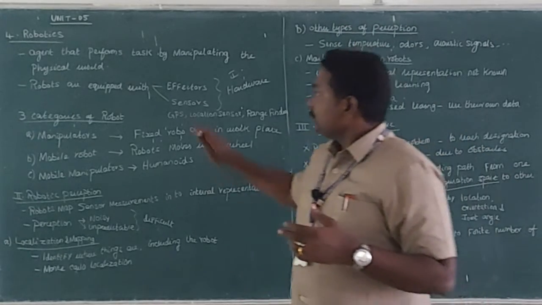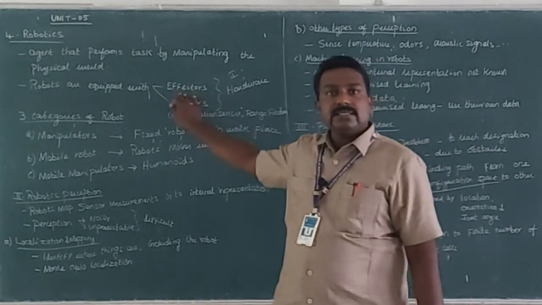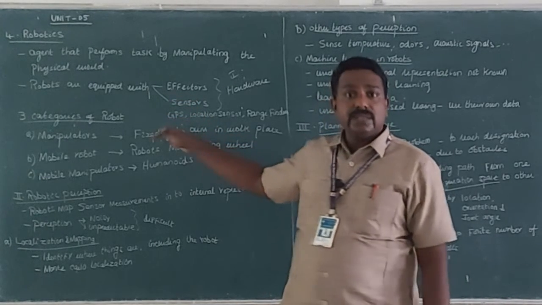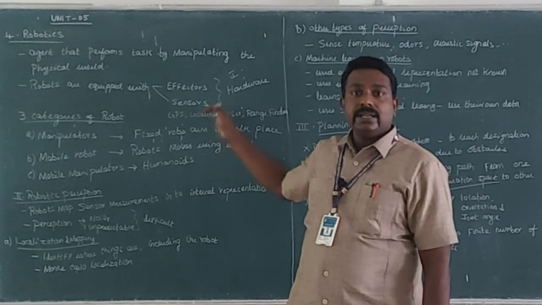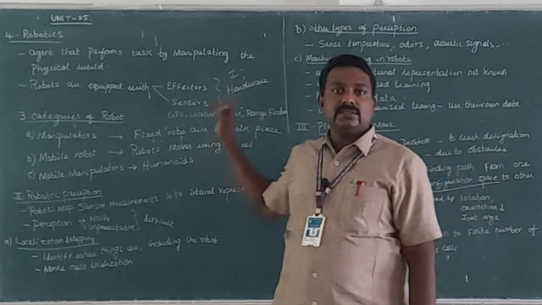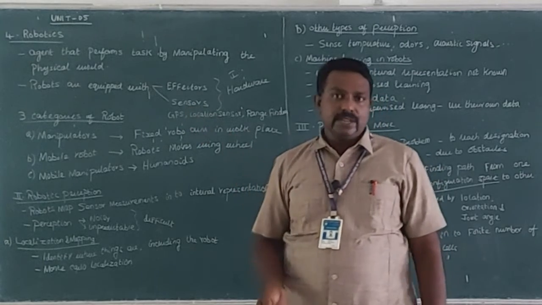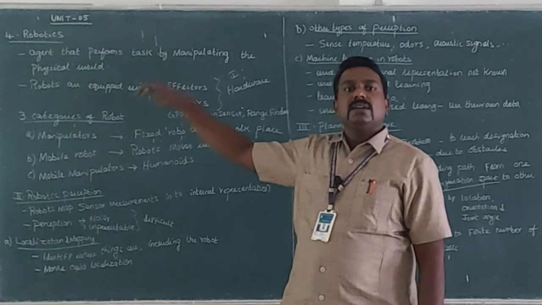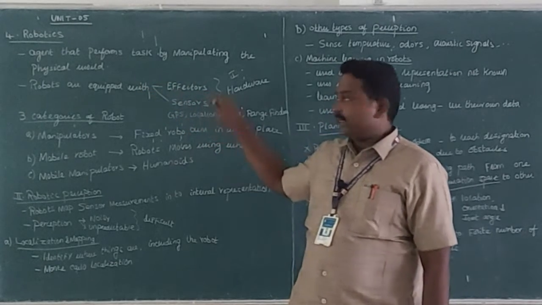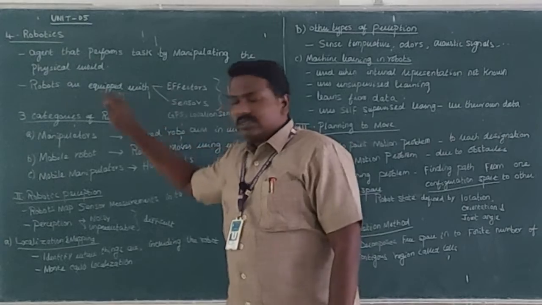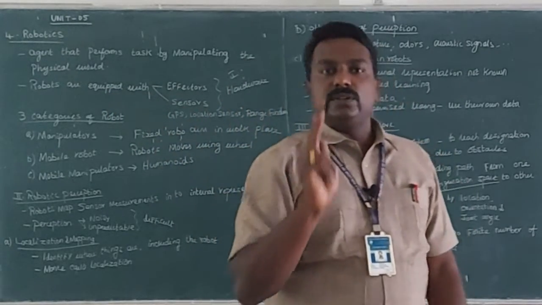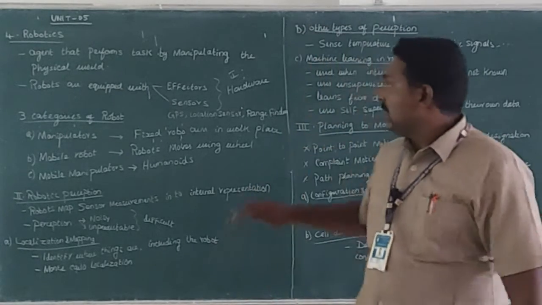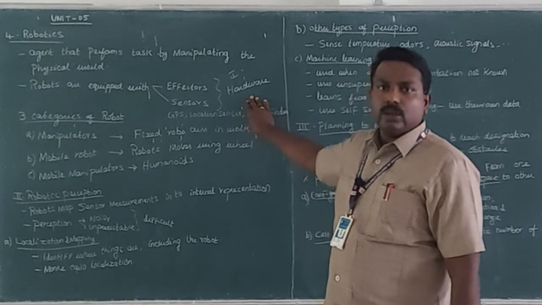So robots are equipped with effectors as well as sensors. Some of the sensors that robots use are GPS, location monitoring, and similarly range finders. All these are some of the applications of sensors. These are the sensors that robots normally use to sense the location and other things. So remember that robots are equipped with two things, effectors as well as sensors. These two things come under the hardware of the robot.